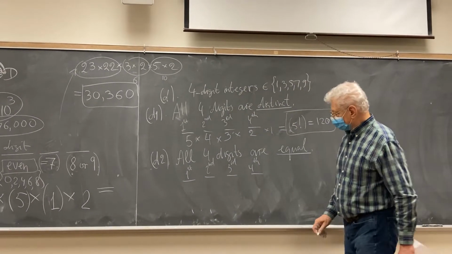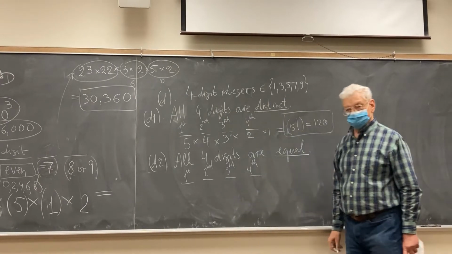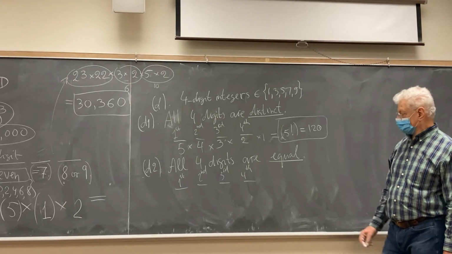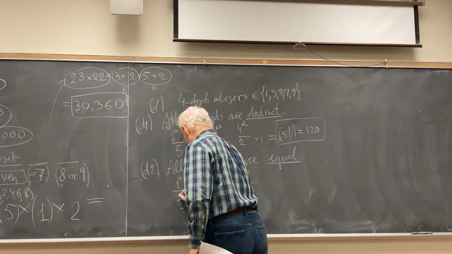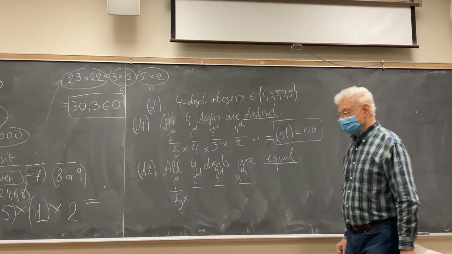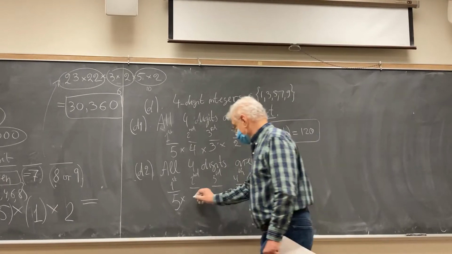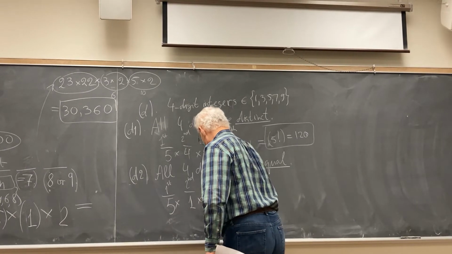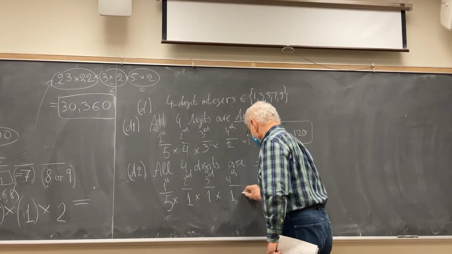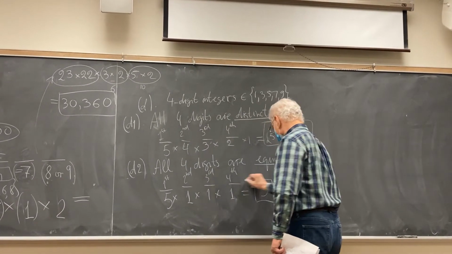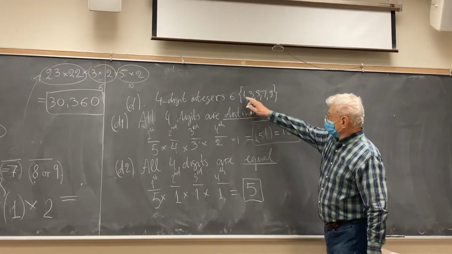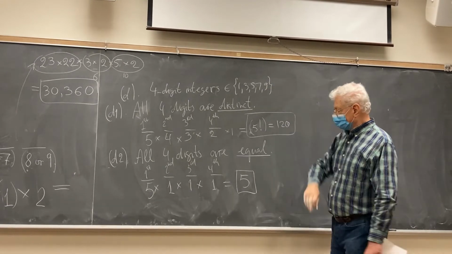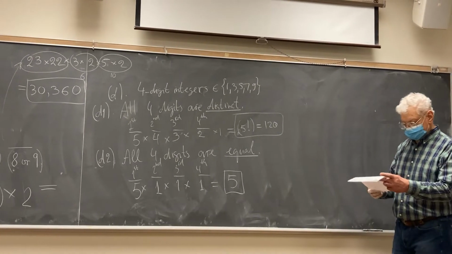For the first position, how many possibilities? 5. Yes. For the second? 1. Yes, 1. If you put A here, this also must be A. 1 for the third, 1 for the fourth, also 1. The answer is only 5. And it's clear which ones: 1, 1, 1, 1, then 3, 3, 3, 3, and so on, 5, 5, 5, 5, 7, 7, 7, 7, 9, 9, 9, 9. Exactly 5 of them.